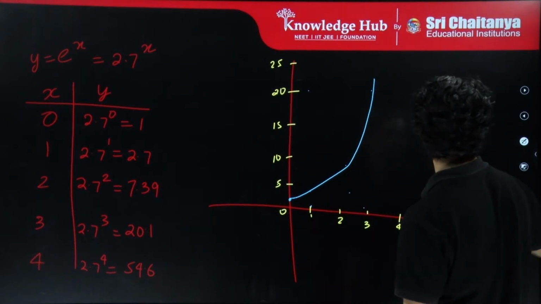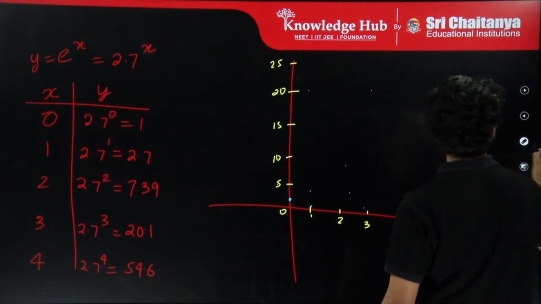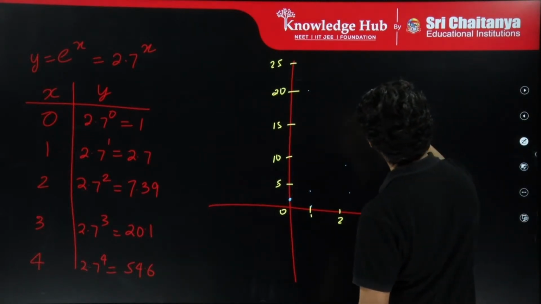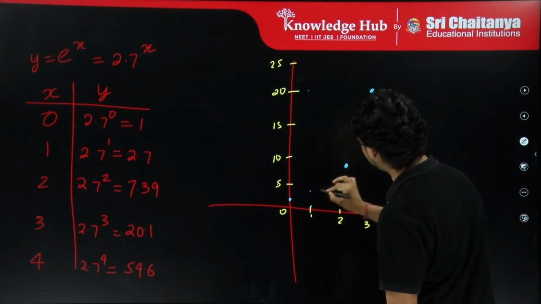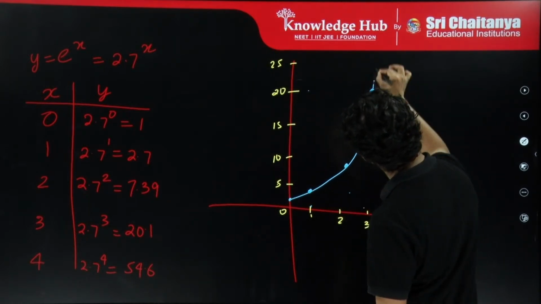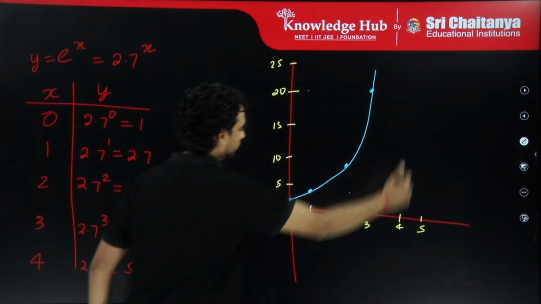It is a bit crooked, just give me 1 minute. So these are my points basically. I want to connect these points, right? So what can I see? It is growing at an exponential rate.